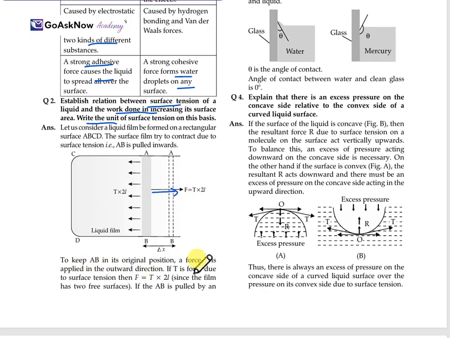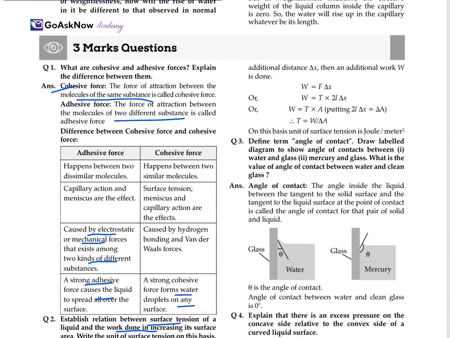So, if T is the force due to the surface tension, then F is equal to T into 2L, since the film has two free surfaces, right? So, if AB is pulled by an additional distance delta x, then the additional work done would be W equals F delta x. Then F is equal to T into 2L, so W is T into 2L delta x. Now 2L delta x is equal to delta A, the area. So T is equal to W upon delta A. So on the basis of this, the unit of surface tension is joule per meter square.